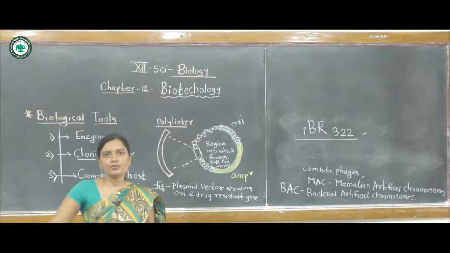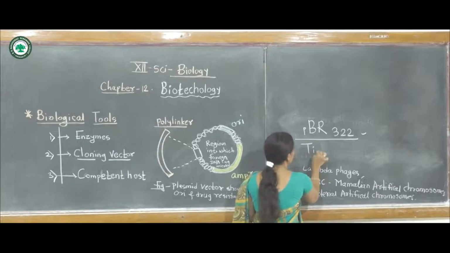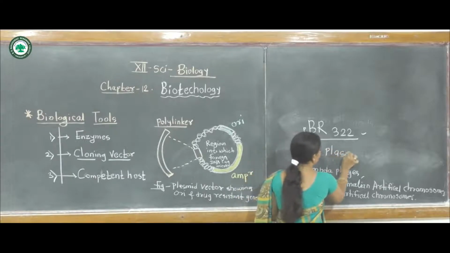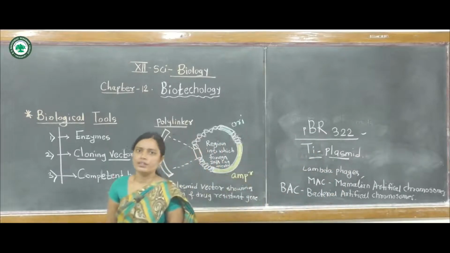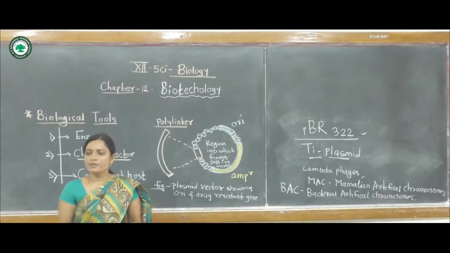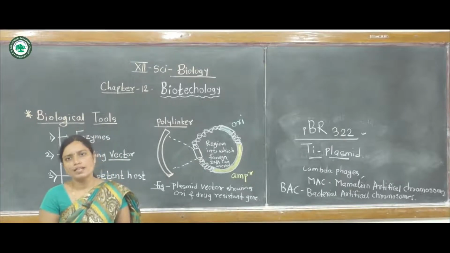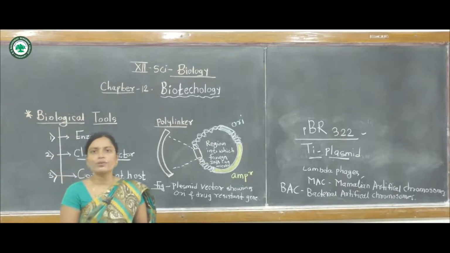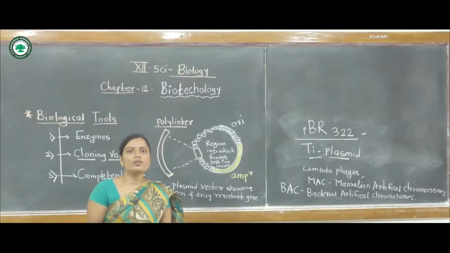It is commonly used for cloning. Another important vector is the Ti plasmid, the tumor inducing plasmid. It is also used for cloning. Also, the bacteriophages M13 or lambda phages are used as cloning vectors. These are the important vectors useful for cloning.